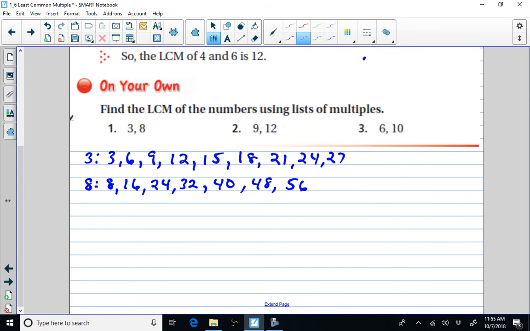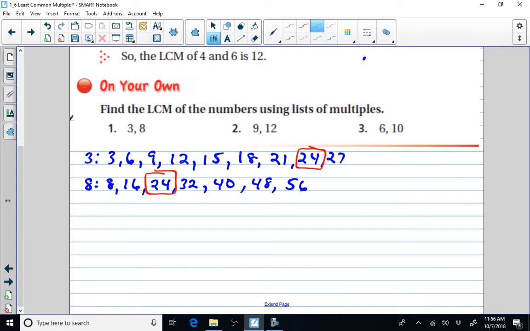Do we have anything in common yet? Let's see. Do I see 8? I don't see 8. Do I see 16? But I do see 24. If I start with the larger number and look for the same factor in the smaller set of multiples, I would find 24 would be the least common multiple there.